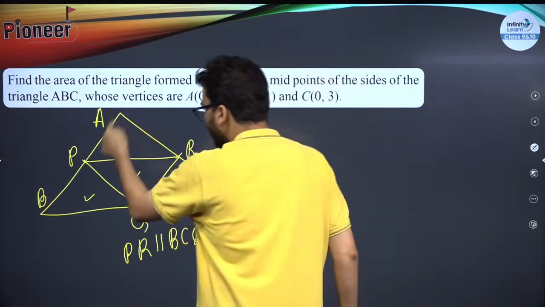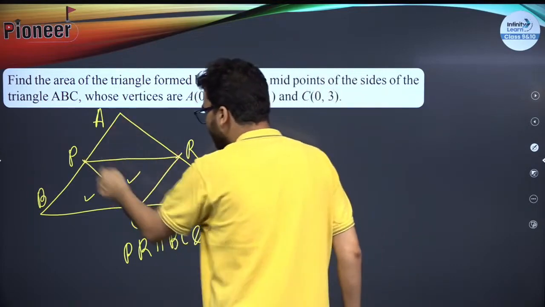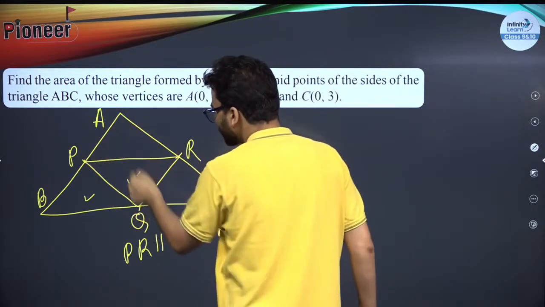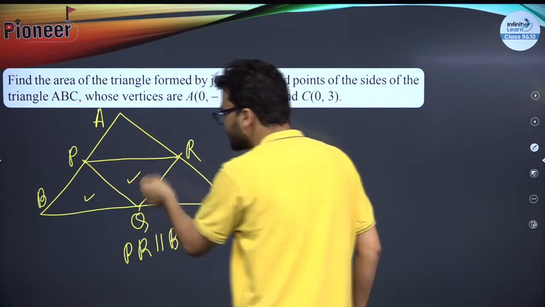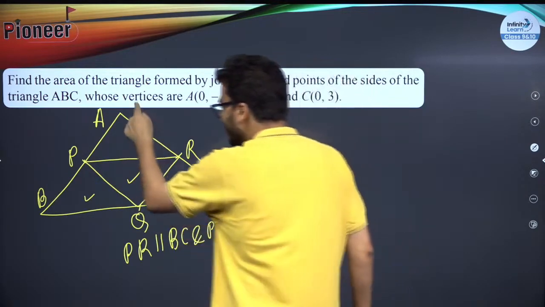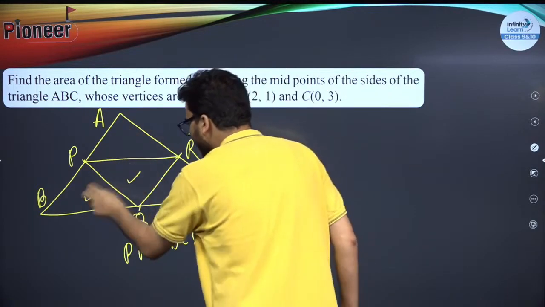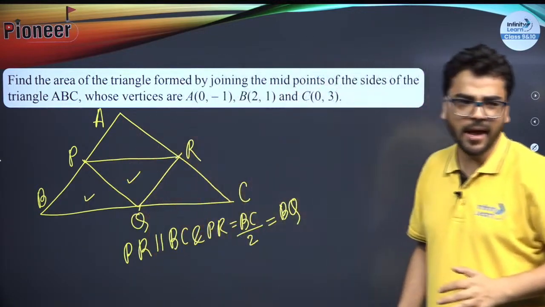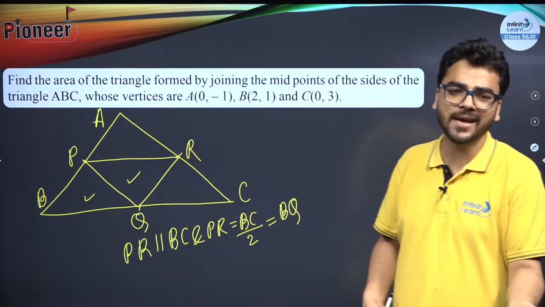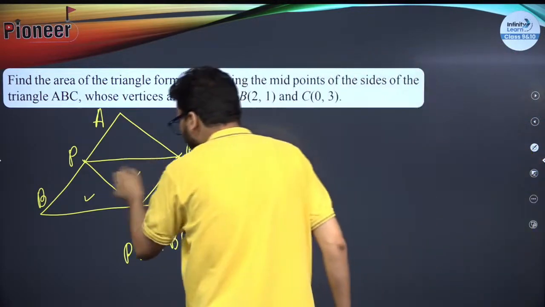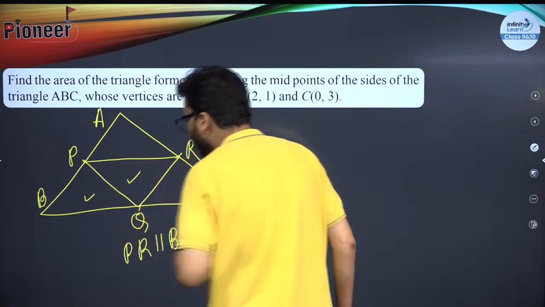In the same manner, you can prove APQR to be a parallelogram. So these triangles will be congruent and their areas will be equal. So basically ABC is getting divided into 4 such triangles which are congruent to each other. And you know that areas of congruent triangles are equal. So the areas of all of these 4 triangles are equal over here.